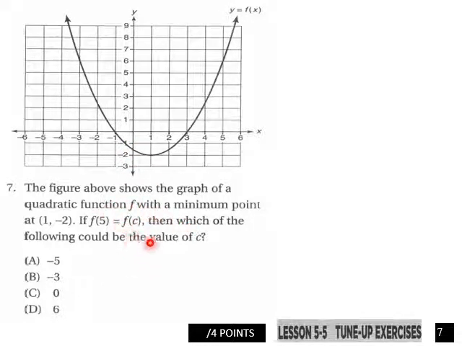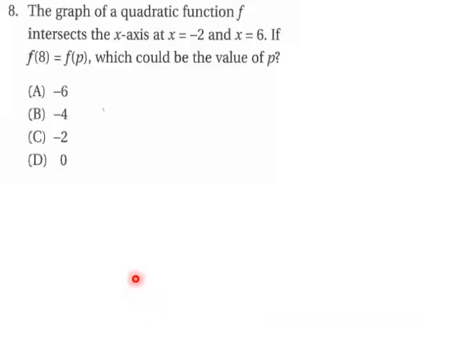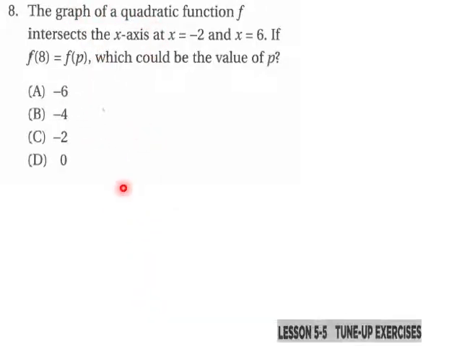Number 7, another parabola, f with a minimum point. They give you a minimum. Then which of the following would be true of C? If f of 5 equals f of C, then which of the following could be true of the value of C here? So find that.